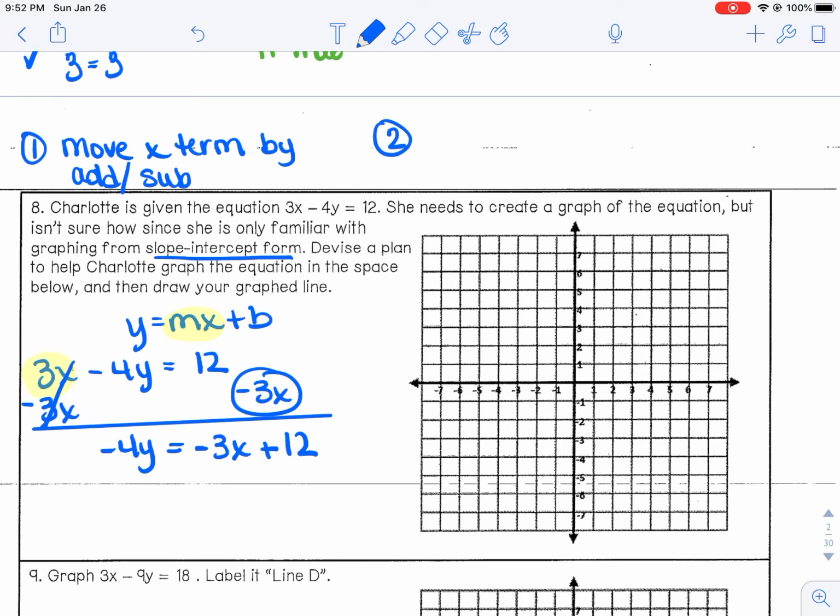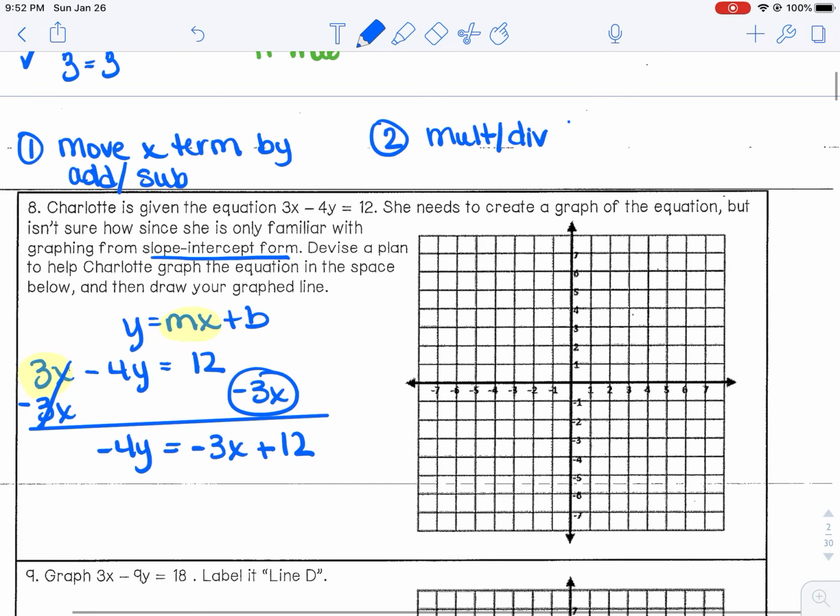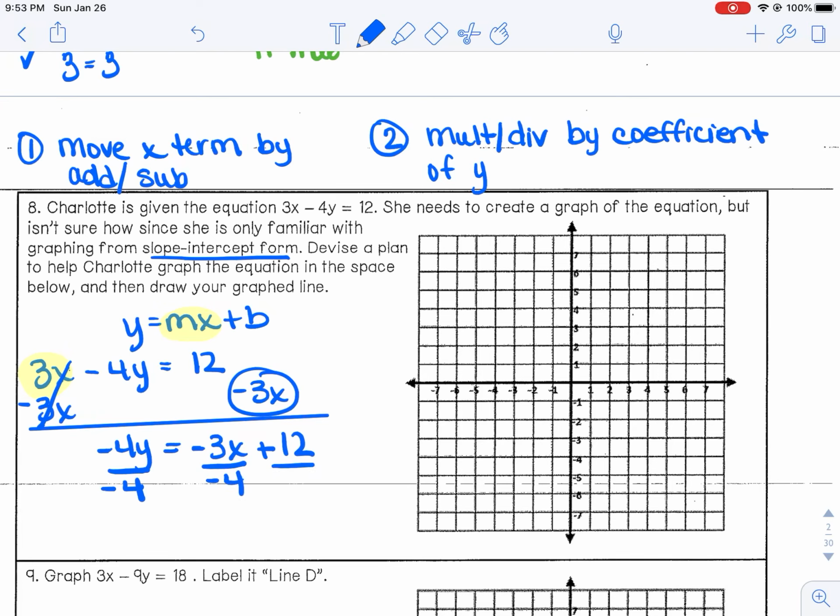The second step I need to do is either multiply or divide by the coefficient of y. Okay, and what that's going to do, it's going to get that y all by itself, isolate the variable. So right now, y is being multiplied by -4, so I need to do the opposite. I'm going to divide everything by -4. So I'm going to leave that as y, because -4y divided by -4 is positive 1y.